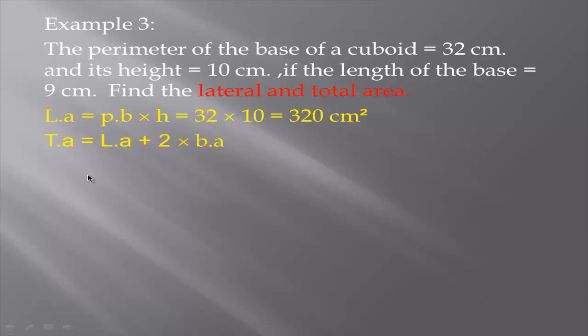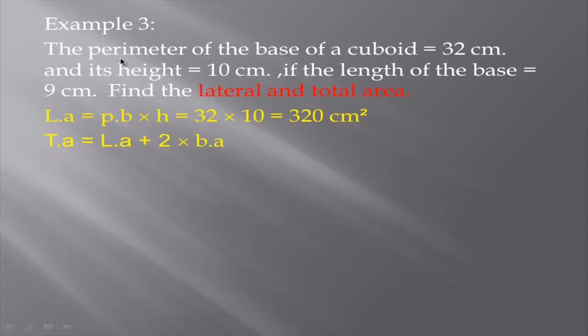Now the total area will be the lateral area plus 2 by base area. Okay, we have a problem here. What's the problem? If I want to get the base area, I must have the length and the width. But I have only the length in my application. There is no width in this application. Now think, how can we get the width from this application?